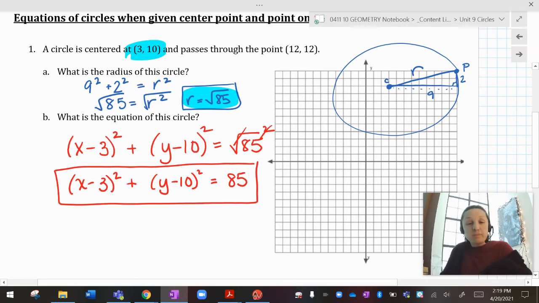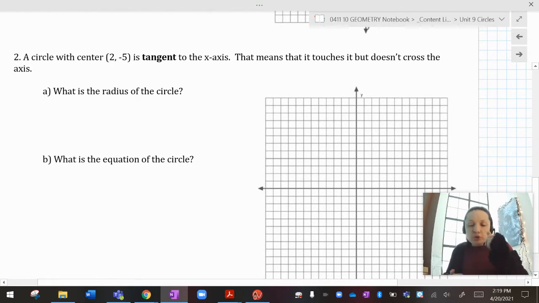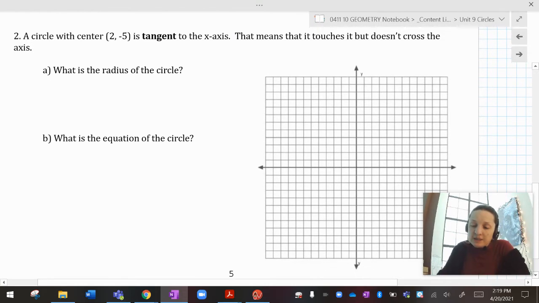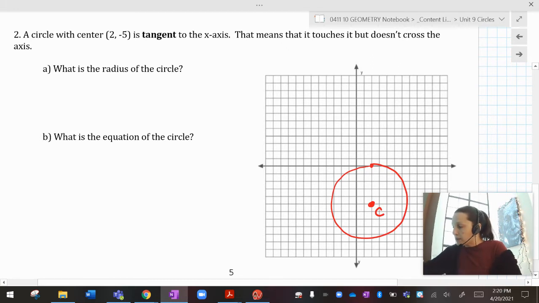Cool. Let's do another one. A circle has a center at (2, -5) and is tangent to the x-axis. What's the radius? What's the equation? Okay, so my center is (2, -5), and it just touches the x-axis. That means it's going to come up here and graze the x-axis. So it looks something like that. If I want the radius, I went up 1, 2, 3, 4, 5.